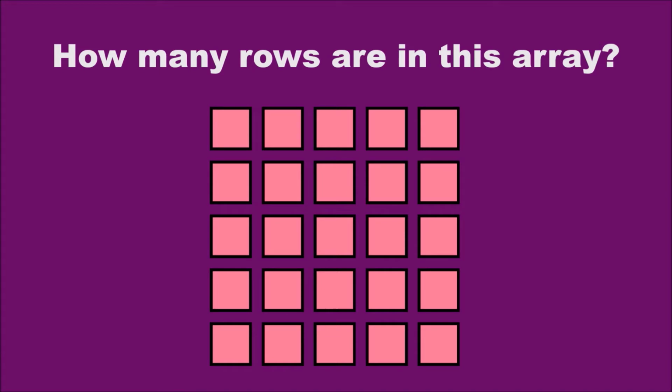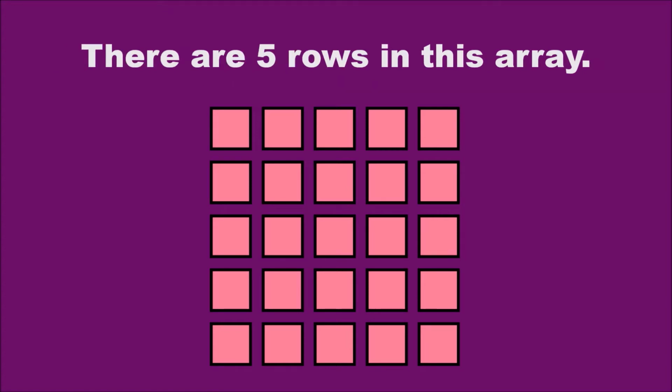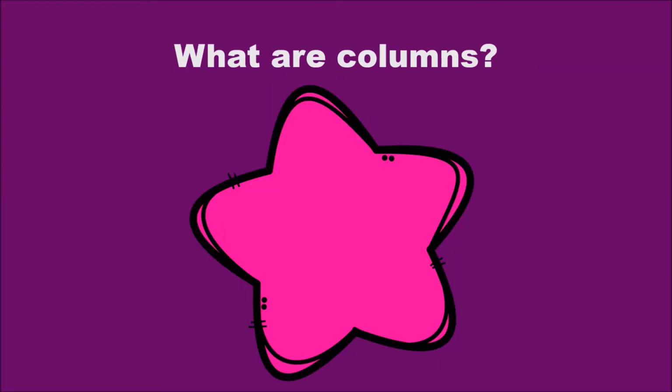How many rows are in this array? Remember, we're counting from left to right. Write your answer down. We have 1, 2, 3, 4, 5 rows. There are 5 rows in this array. Good job.